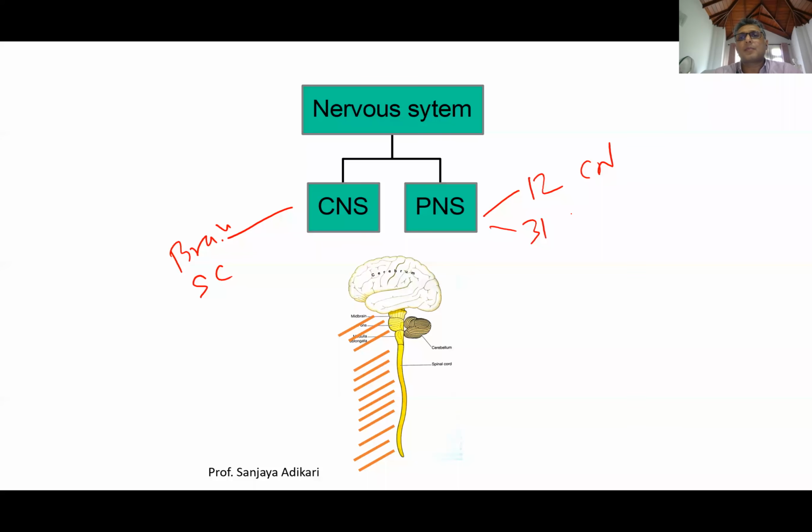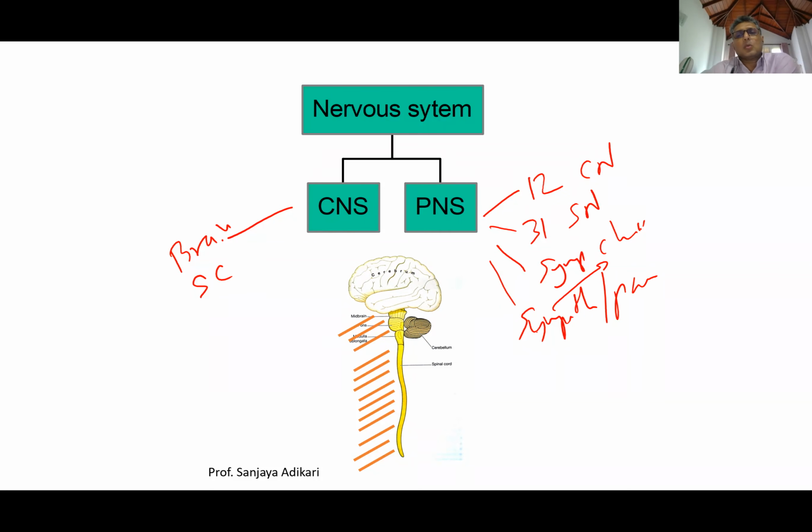Plus, you can add to this the sympathetic chain, which is outside the central nervous system. Then, there are certain sympathetic and parasympathetic ganglia. Sympathetic ganglia are mainly the sympathetic chain, but there are also parasympathetic ganglia outside, on the wall of the organs or close to organs. So all these things can be classified under the peripheral nervous system.